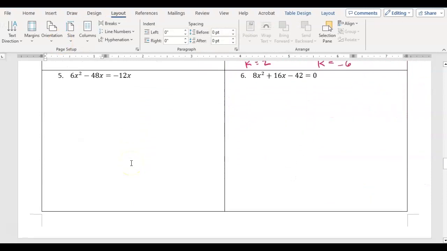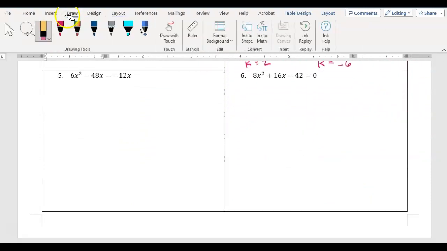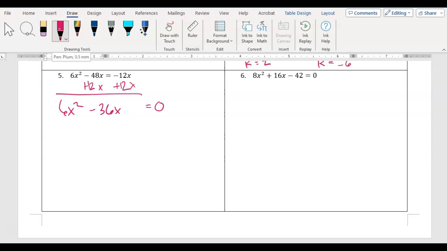So in number 5, notice that on the other side of our equal sign, we have a minus 12x. It's not a constant, it's a linear term. So what I'm going to do is add 12x to both sides here. And I'm going to get 6x squared minus 36x equals 0. Okay, now I can complete the square in the way that I normally would, or notice that both 6 and 36 are divisible by 6. So I can rewrite this as x squared minus 6x equals 0. I would also divide 0 by 6 and get 0.